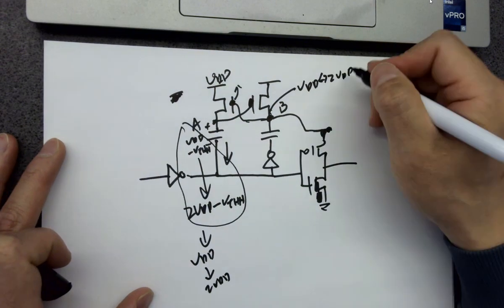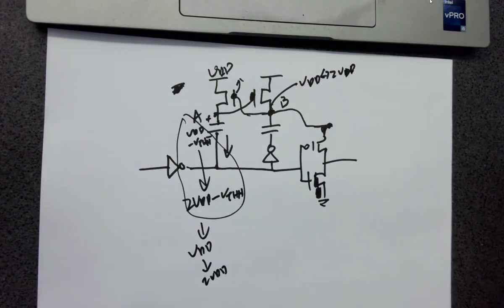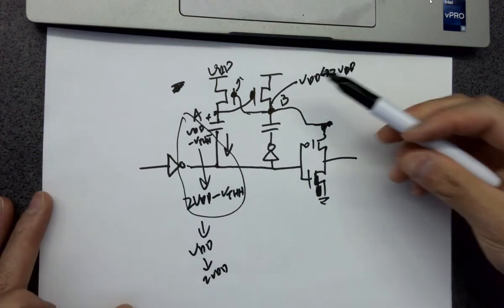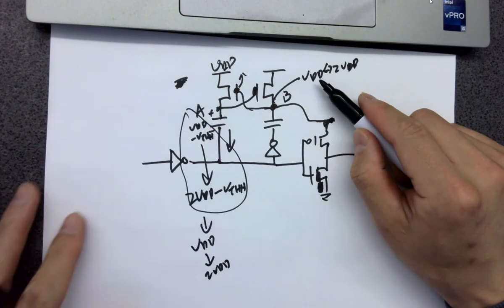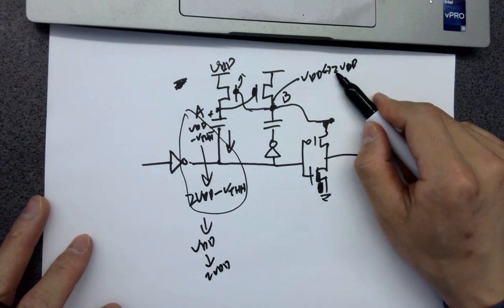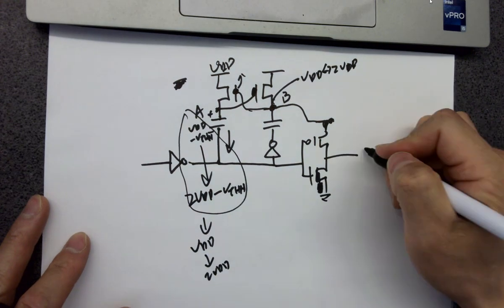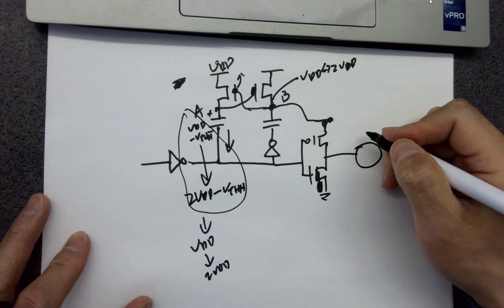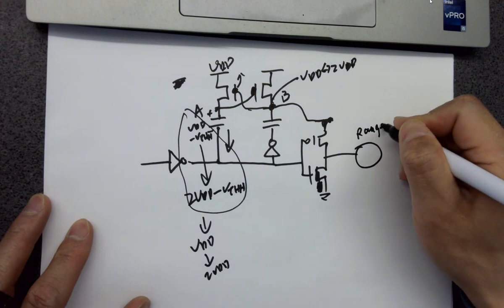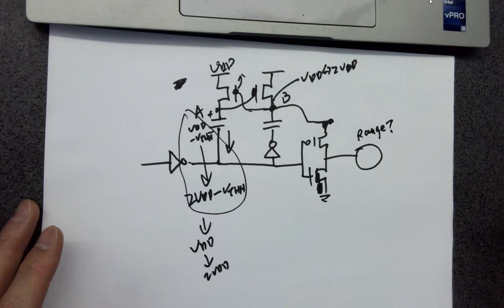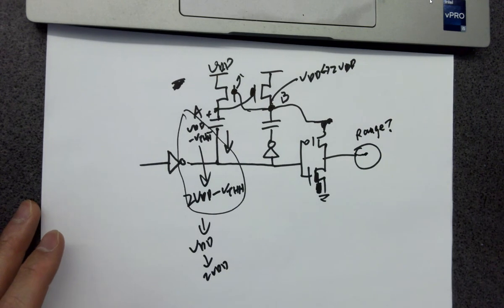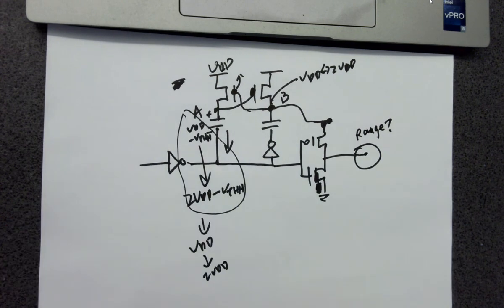So your job here is, let's just assume we know that these 2 points will swing from VDD to VDD. Given that, can you find out the range here? What's the voltage range at this point? The way to do that, I won't show you the entire solution here, but I'm going to tell you how to analyze it.